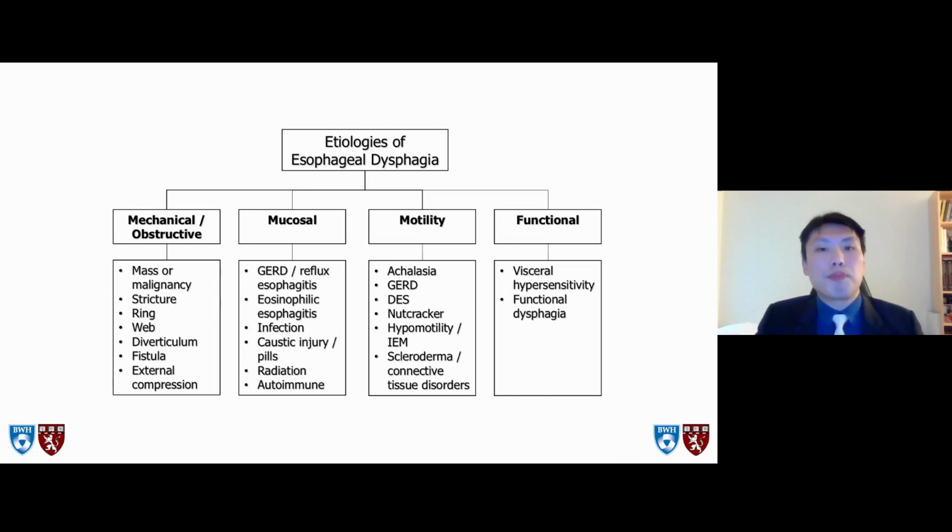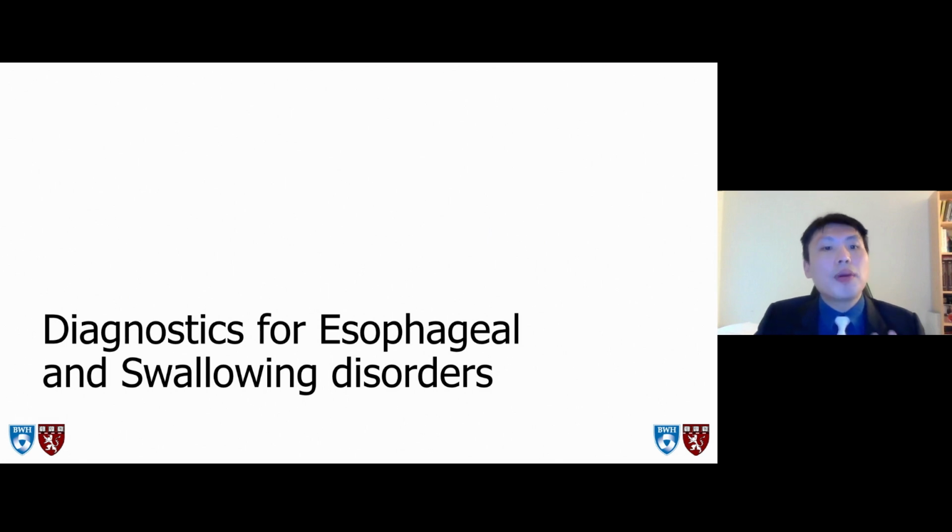When we think about patients presenting with esophageal dysphagia, we can often separate them into a few main categories based on the underlying pathophysiology, including patients with mechanical obstructions, such as a mass or a ring or stricture, patients with mucosal diseases, including esophagitis, reflux, or other caustic injury, patients with a primary motility disorder, such as achalasia, and patients with functional disorder, such as visceral hypersensitivity. How do we usually diagnose esophageal and swallowing disorders?